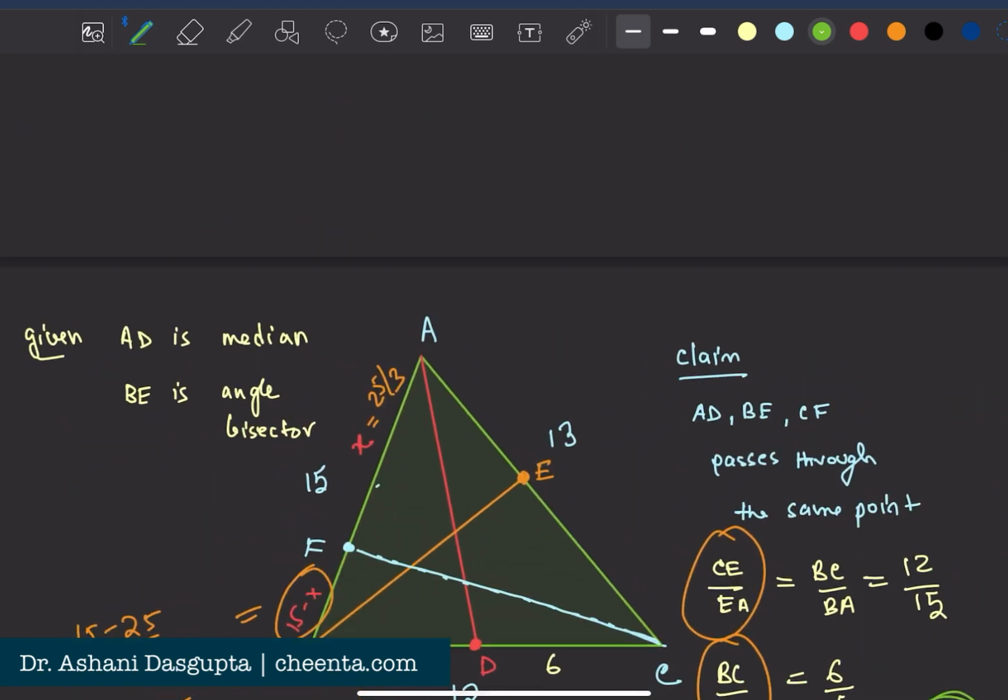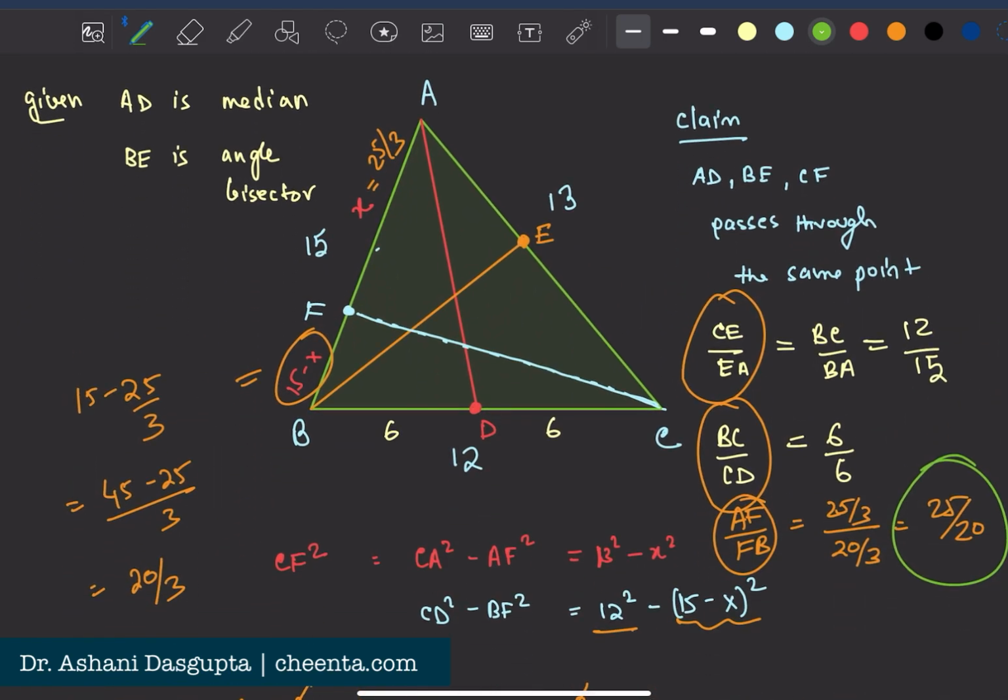There you go. It's a fun problem. It's not very hard. You just have to do some calculations.